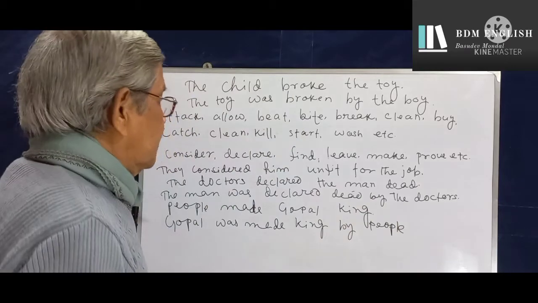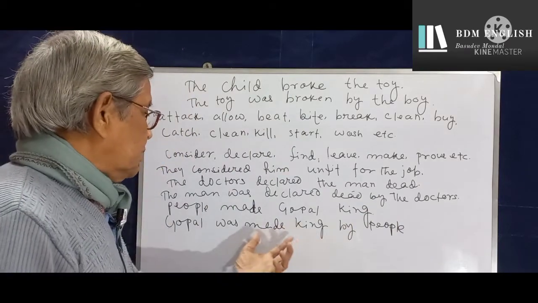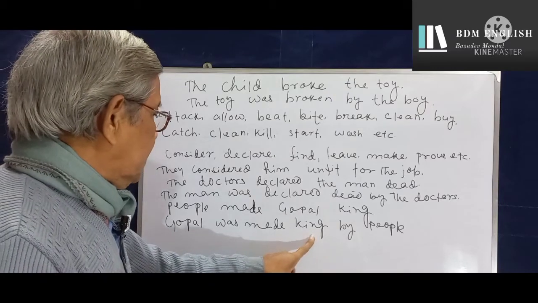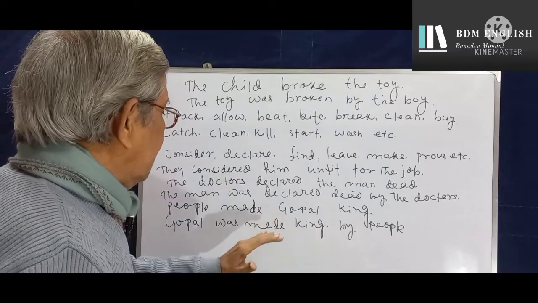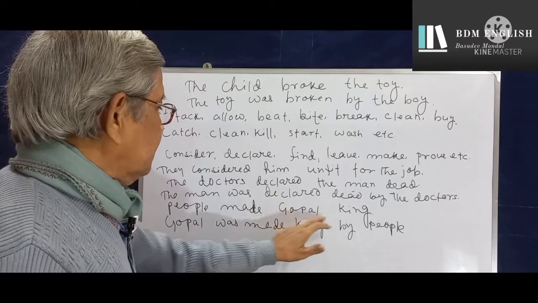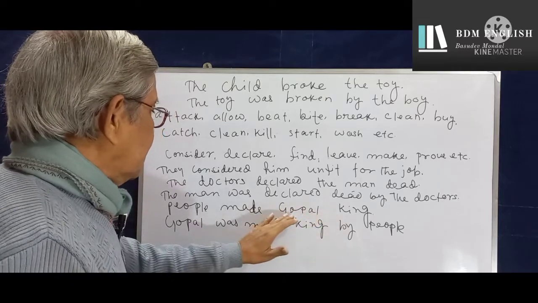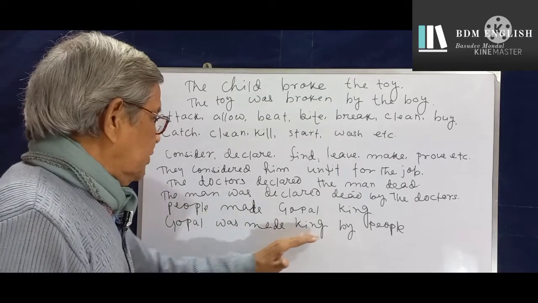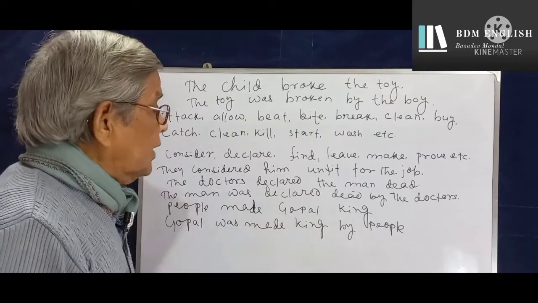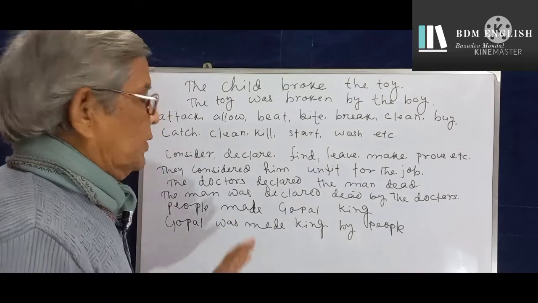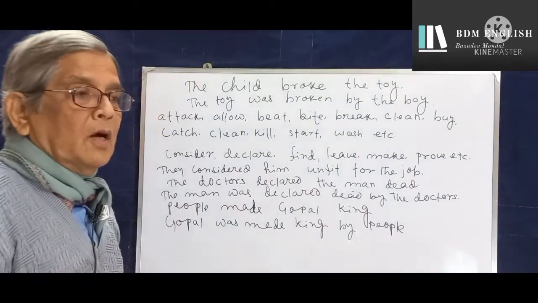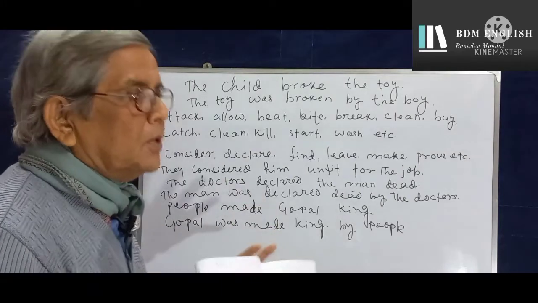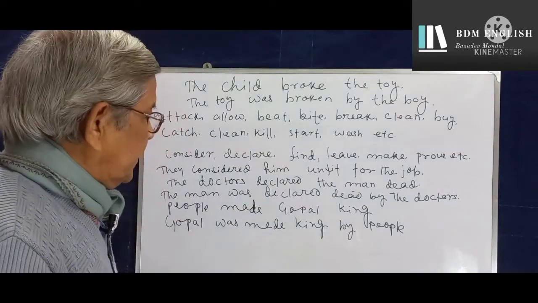The complement is always a part of the predicate. It is always put after the verb. In the active voice, it is placed after the object. And in the passive voice sentence, as the object becomes the subject, the complement is placed immediately after the verb. Therefore, a complement, whether it is an adjective or a noun, is always placed after the verb, and it is always a part of the predicate.